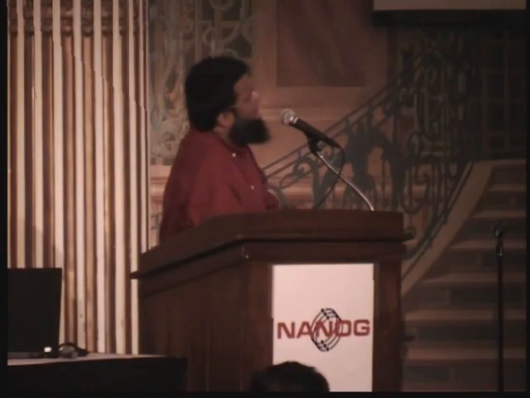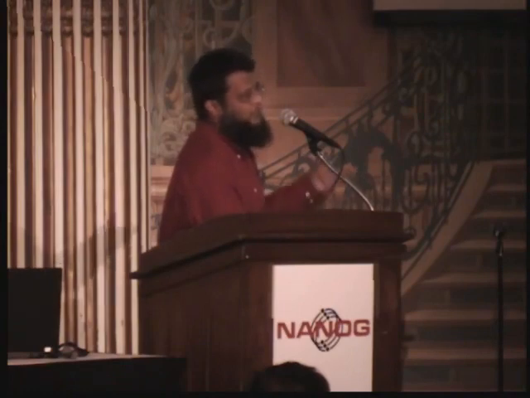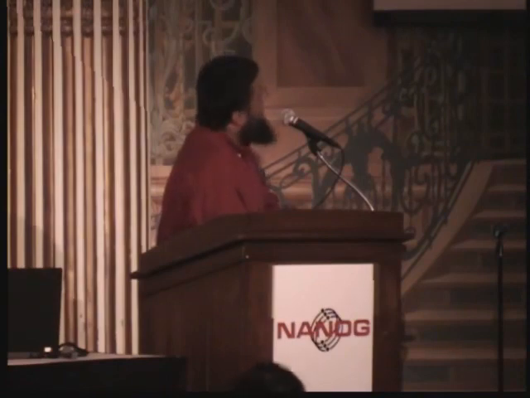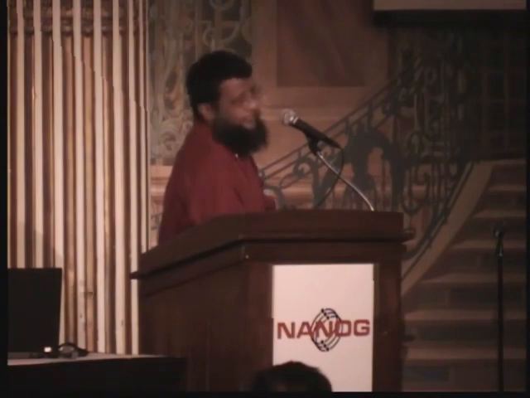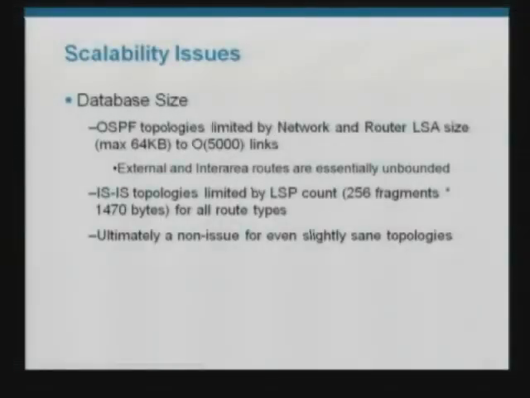The externals and inter-area routes are unbounded, so you are going to keep on creating externals or inter-area routes until you run out of the link state ID or the sequence number. ISIS topology is limited to 256 fragments per IS for all route types. Again, that is a very large number, and there are some hacks that you can use to increase it. But it comes down to the point that if you design your network properly, you really shouldn't be running into these scalability issues.